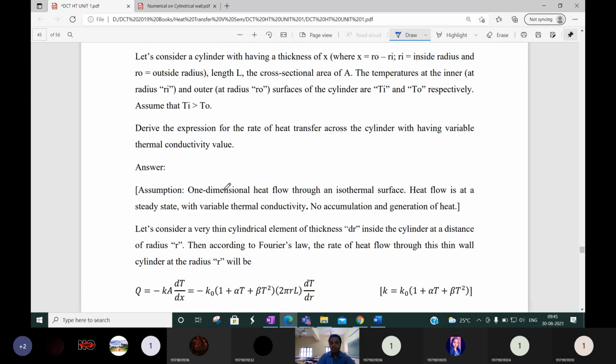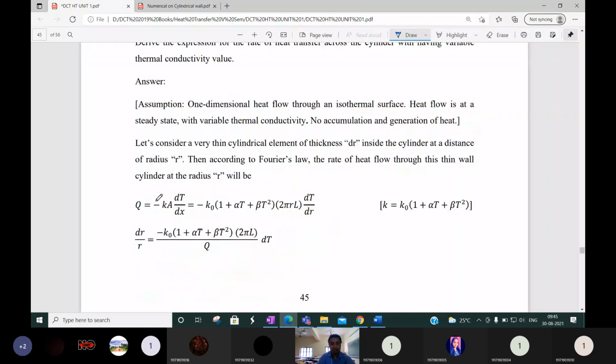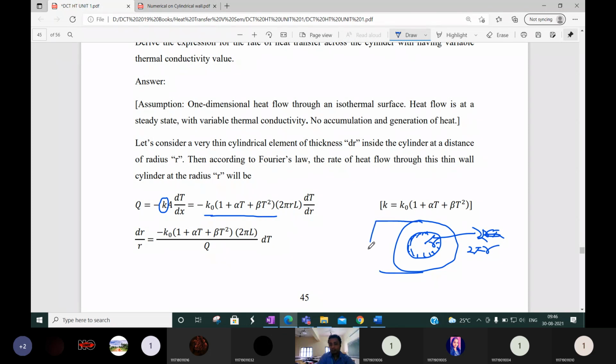Similarly, what do we derive? We derive the expression Q is equal to minus K A dT by dx. For a cylinder, we know that K, in this case, is not constant, so we can write K0 (1 plus alpha T plus beta T square). And the area we know is 2 pi R L for a cylinder. For a cylinder, what is the heat transfer area? Suppose the radius is R, then the circumference is 2 pi R, and the length of the cylinder is L, so the heat transfer area will be 2 pi R into L.